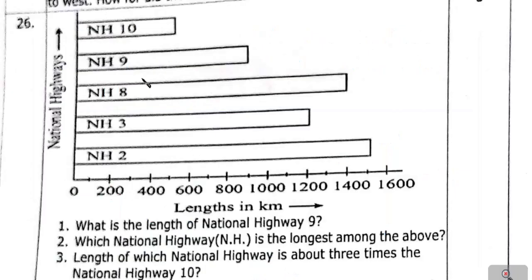Question 26. So one graph is there. You have to plot. The question is, what is the length of National Highway 9? Just see this one, this point is 900. So the answer is 900 kilometers.